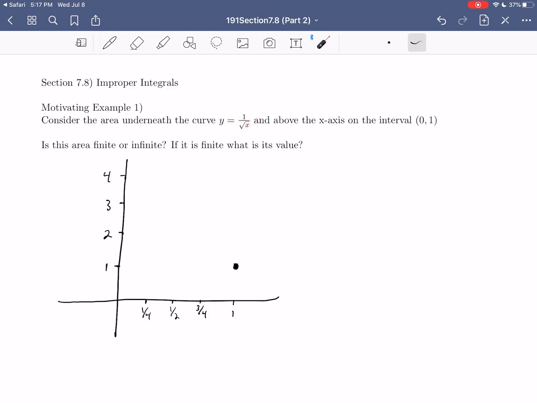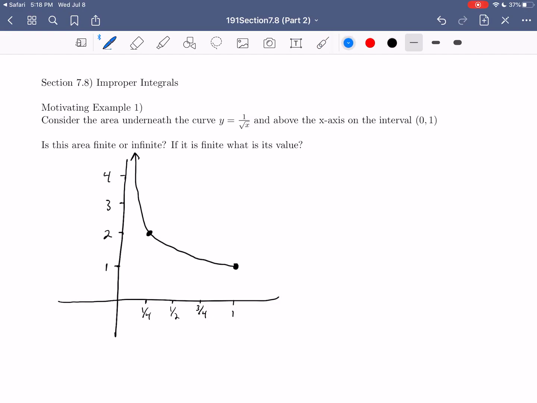Since this is a square root, it might be a good idea to plug in something like 1/4. The square root of 1/4 is 1/2, and 1 divided by 1/2 is 2, so we have a point right there. And of course, we can't plug in 0 because we get 1 divided by 0. So what happens with this curve is that it's going to start to get larger and larger, and we would call what happens here a vertical asymptote, right? Because you can't actually get to x equals 0 since this is undefined at x equals 0, but as you get closer and closer to x equals 0, the curve just gets larger and larger.